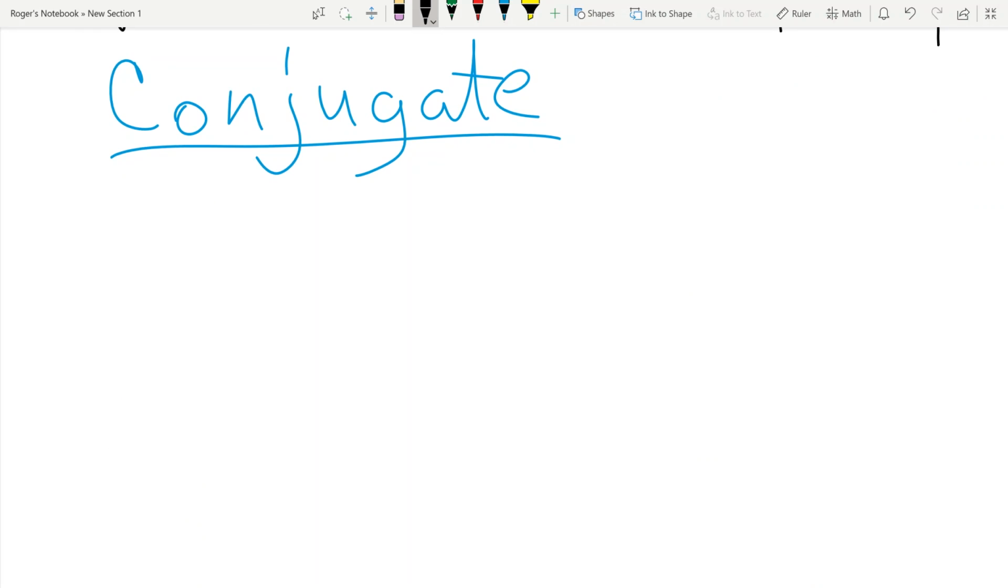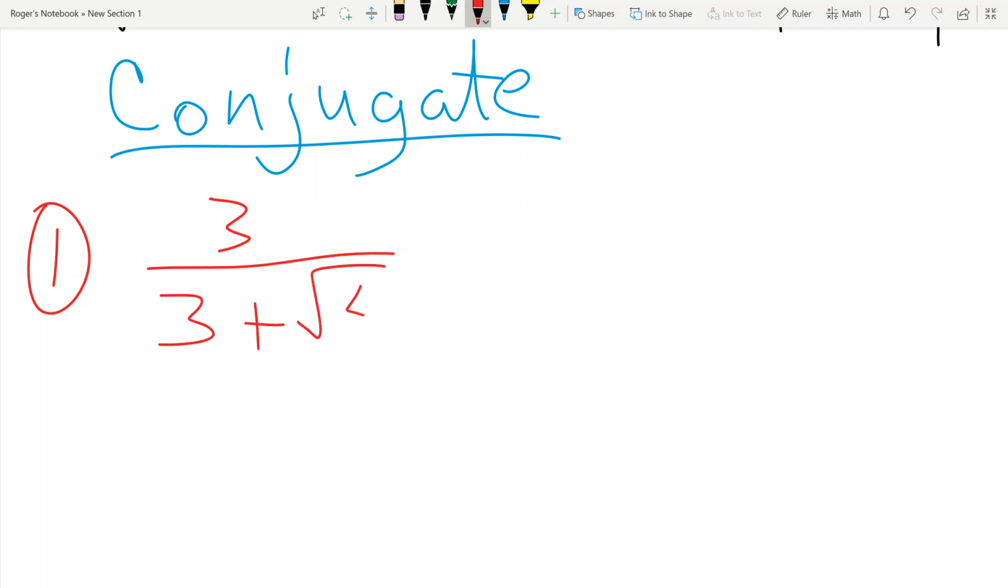Let's go ahead and solve this guy. Example number 1: 3 divided by 3 plus the square root of 5. Is this in simplified form? The answer is no. Why? Because there is a radical in the denominator. Remember, simplified form means no radicals in the denominator.